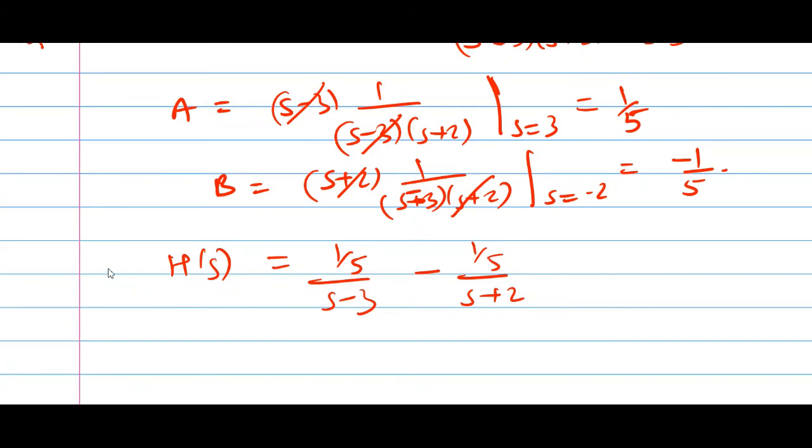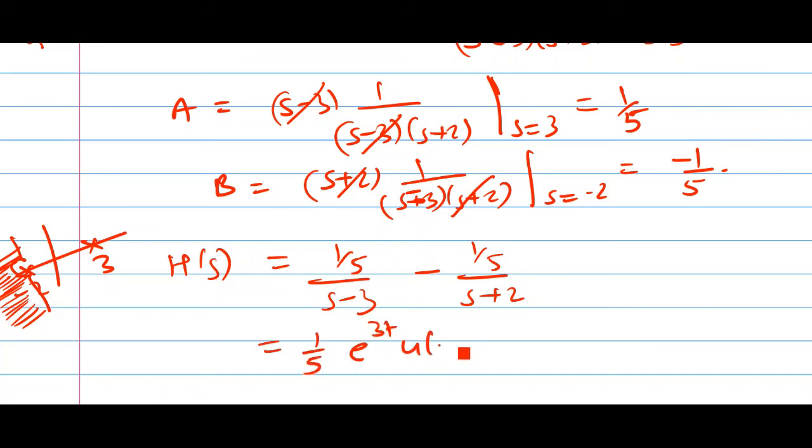If we look at the pole location, one pole is at 3, one pole is at minus 2. So it should not cross the j omega axis. It is non-causal, that means it is not on the right hand side, it is on the left hand side. So ROC is towards s less than minus 2. Then take the inverse. So it comes out as 1 by 5 e raised to 3t u of minus t.